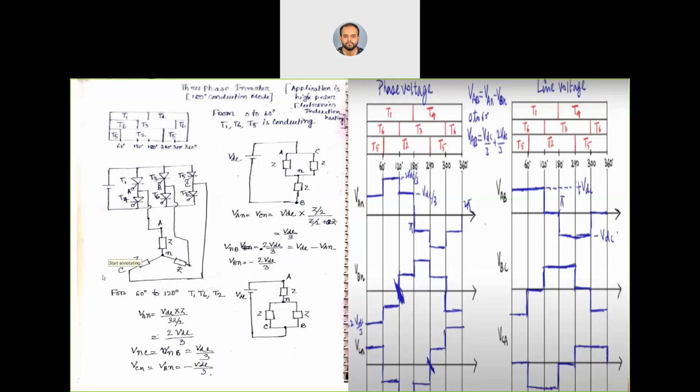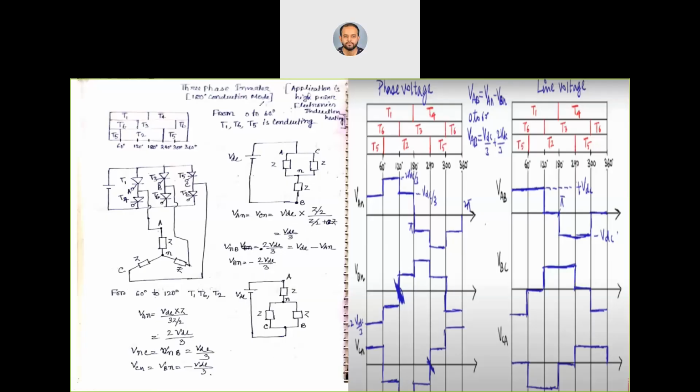Now, three-phase inverter, this is the circuit of a three-phase inverter. As you can see, this is an inverter circuit, and this is the VDC, and these are the six thyristors which are connected: T1, T3, T5, and T4, T6, and T2. They are connected with a load that is star connected. You can choose either star connected or delta connected.